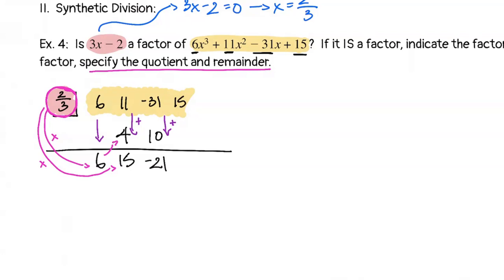We're going to times by that 2/3 exactly. All right, so 2/3 times -21 gives me a -14. I'm going to go ahead and add again as I go down the row. So 15 plus -14 gives me a 1.